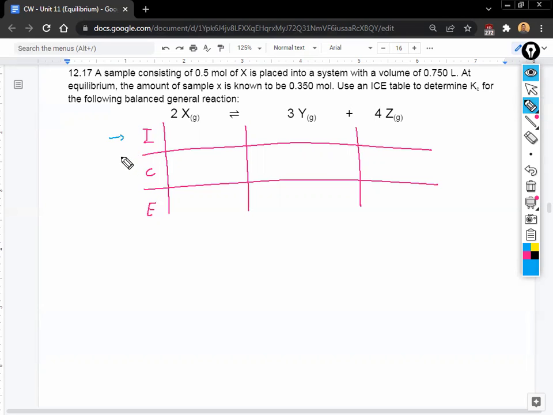Okay, what we're gonna do is we're gonna write the initial concentration for all of the compounds. So this is a fake equation, obviously X, Y, Z. And so if you look at this, there's 0.5 moles of X in the beginning of the system. The volume is not gonna change in this reaction, so we can just use the moles. So we can write that there are 0.5 moles of X. Usually we do concentrations, but if the volume is constant, we can just use moles because the ratio will stay the same, okay?